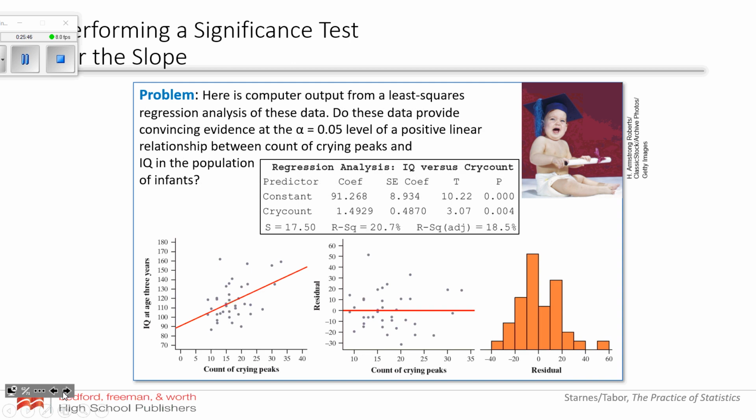So here's some computer output from a least squares regression. Do the data provide convincing evidence at the alpha equals 0.05 level of a positive linear relationship between count of crying peaks and IQ in the population of infants? So guys, what does that mean? A positive linear relationship. What does that kind of tell us? That's our slope, correct, but yeah, so give me more. I guess our r value, if it's a high r value.